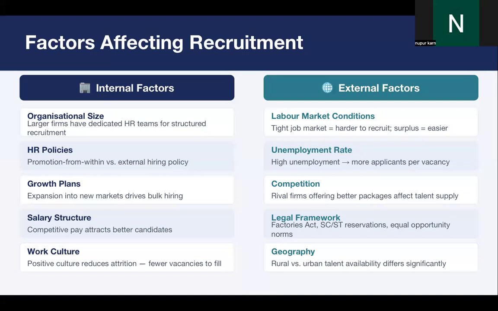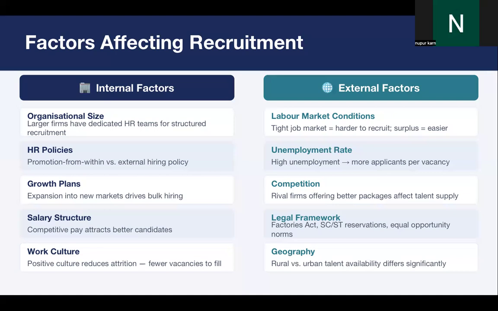Unemployment rate: high unemployment means more applicants per vacancy. If very few jobs are available in the market and the unemployment rate is very high in the country, there will be more people who are unemployed. So per vacancy there will be a greater number of applicants. This also impacts the recruitment process because you will have to check minutely, since you will have more applicants for that one job.